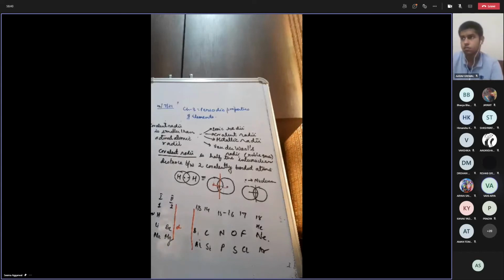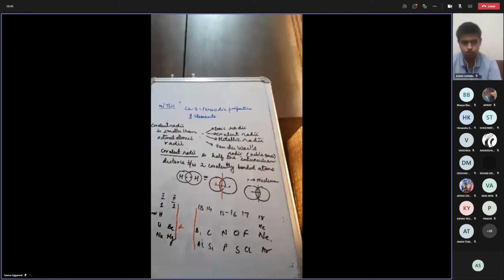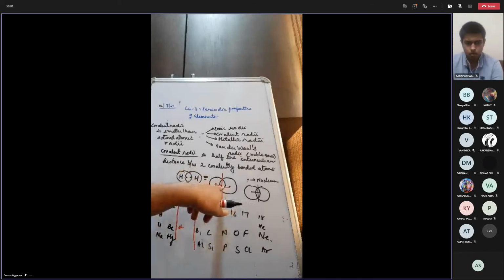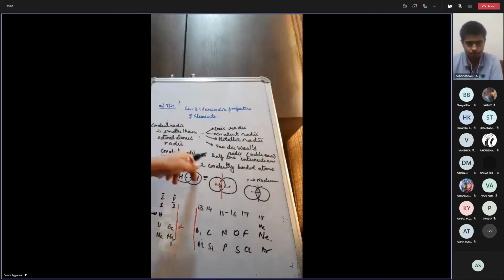Ma'am, can you repeat the answer? Yes. Should I repeat the answer? See, covalent radii is smaller than the actual atomic radii. Reason lies in the definition, because it is half the internuclear distance. So you can show just like this. So it is actually less than the proper radii. If you have to write the reason, you simply write: because it is half the internuclear distance between the two covalently bonded atoms. So that's why it is less than the actual atomic radii. Is it okay?